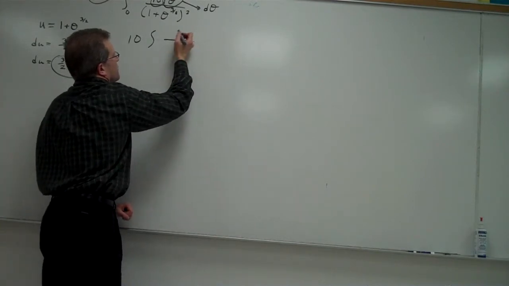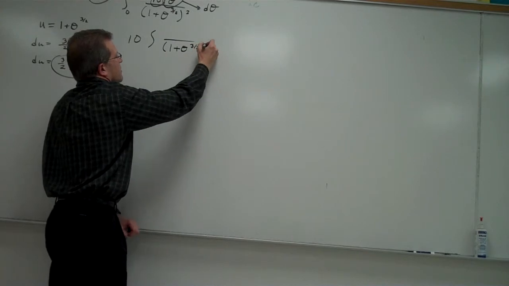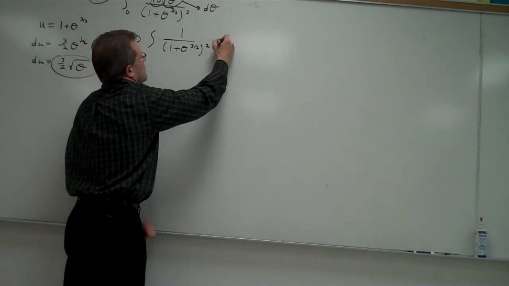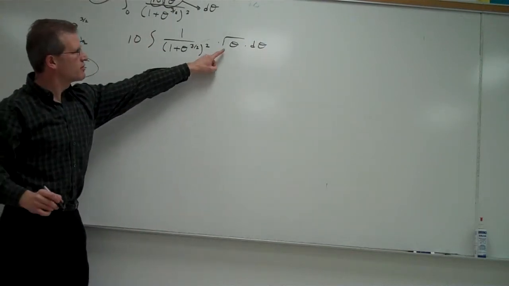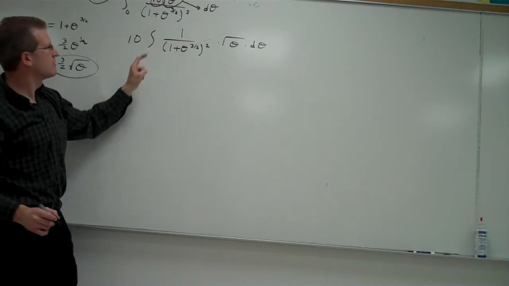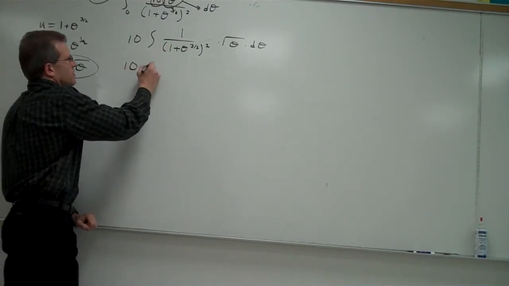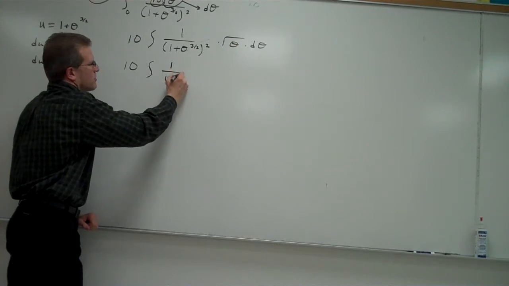Actually, let me not, I don't want to skip that step. Let me just rewrite this first. So I move the square root of theta off to the right. If there's nothing left in the fraction, you want to put a 1 above it. Now we'll make our substitution. For 1 plus theta to the 3/2, we're going to put a u. So you're going to have 1 over u squared.